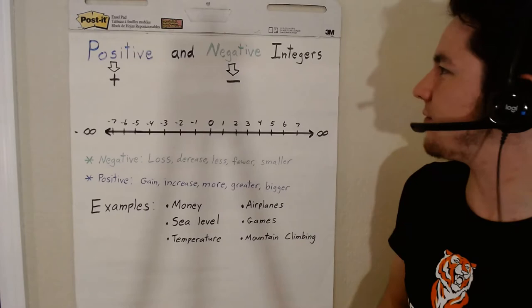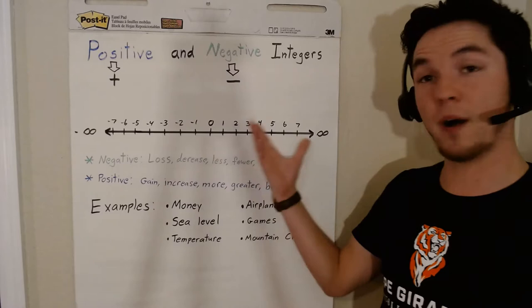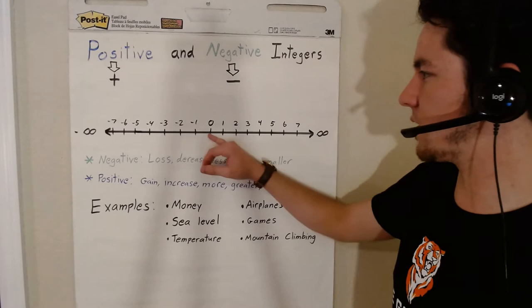We're going to be talking about the increase or decrease in anything, really. You could represent a change in something using integers, either positive integers or negative integers. So let's dive right into it. We actually see here that on the number line, we have positive integers and negative integers. We talked about that in the last lesson.